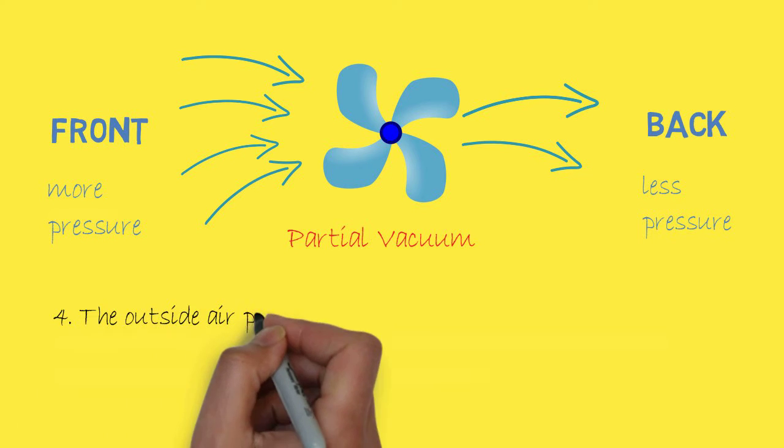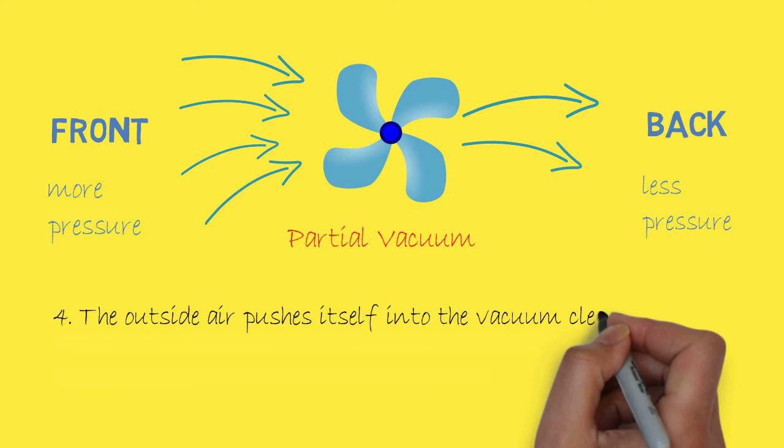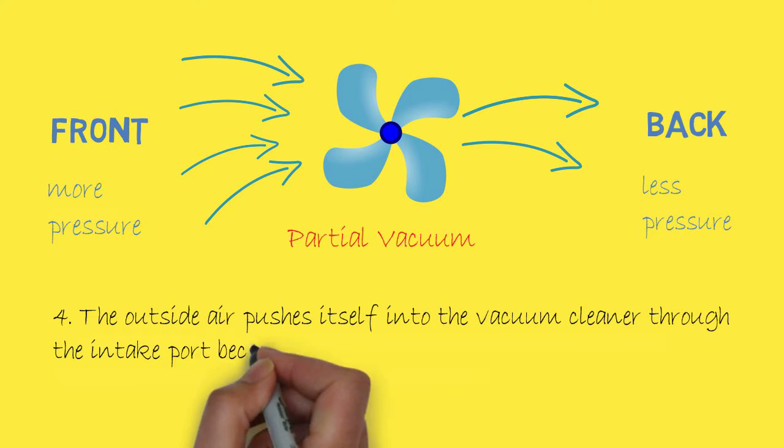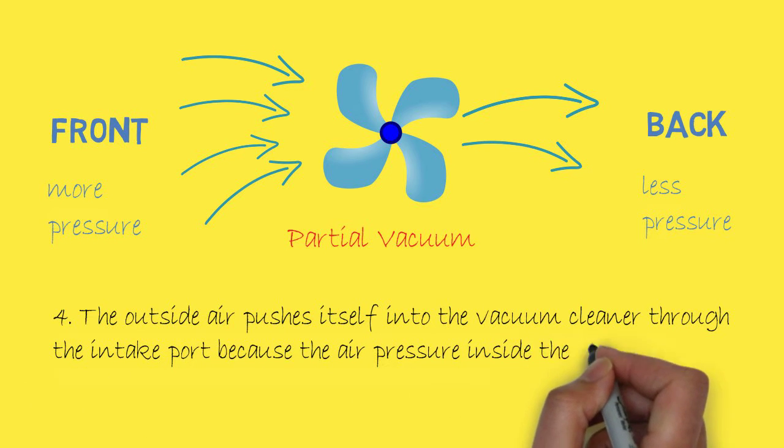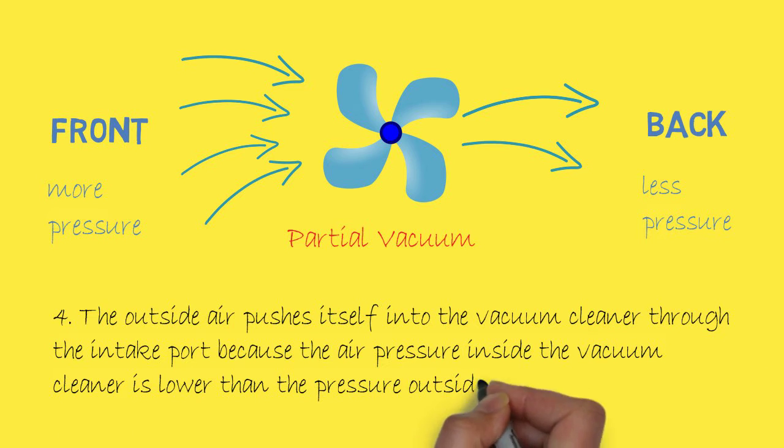The outside air pushes itself into the vacuum cleaner through the intake port because the air pressure inside the vacuum cleaner is lower than the pressure outside. As long as the fan is running and the passageway through the vacuum cleaner remains open, there is a constant stream of air moving through the intake port and out the exhaust port.